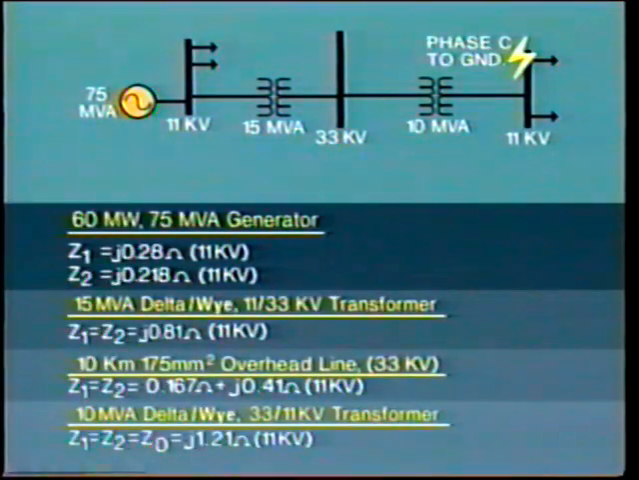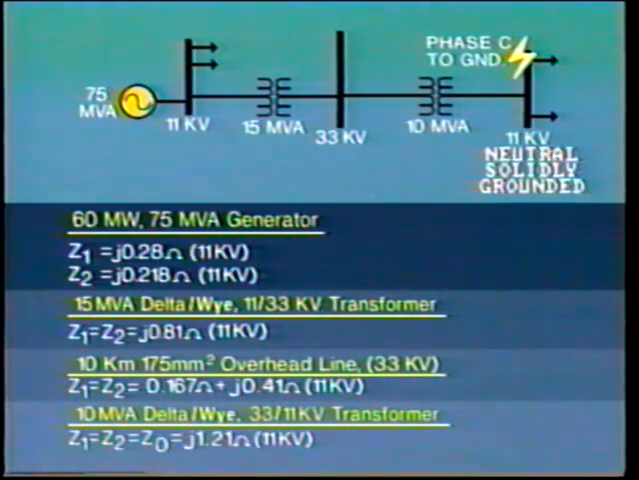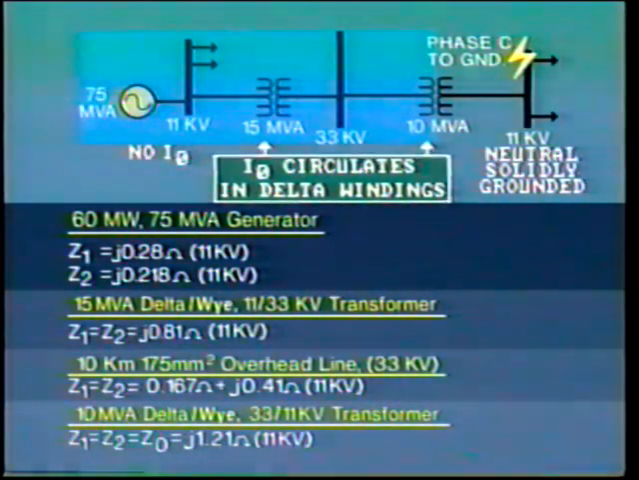Now, let's look at a more complicated phase to ground fault, this time on phase C of the 11 kV load bus. The neutral point of the 11 kV bus is solidly grounded at the transformer secondary. Thus, in calculating fault current, we need to take into account the zero sequence current at this point. However, zero sequence current will not flow in the generator or in the 33 kV line because of the delta-Y transformers. There is no ground path. The zero sequence current simply circulates in the delta winding.